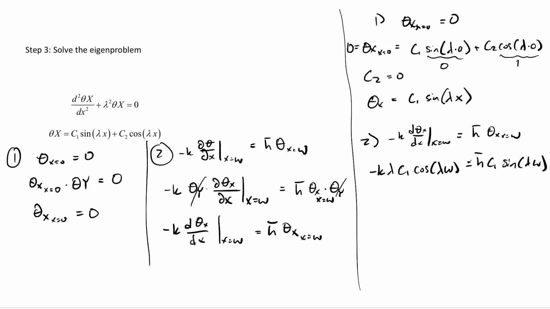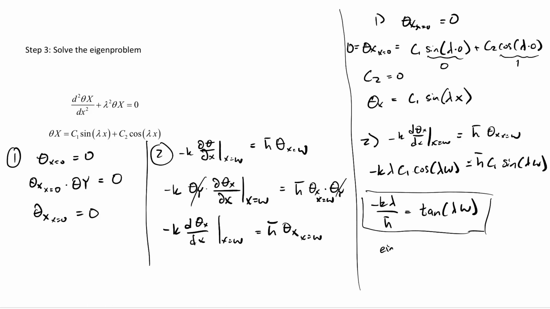We solve this out, and we end up with the eigencondition. Actually c1 goes away, and we end up with minus k times lambda over h bar, I should bring the h bar over, is equal to sine over cosine, or tan, of lambda times w. We enforce the boundary conditions to be able to figure out what the lambda values are going to be, our eigenvalues. So this is our eigencondition. The eigencondition is the equation that you need to satisfy infinitely many times to get your lambda values out of it.